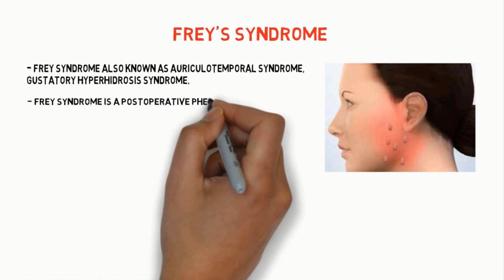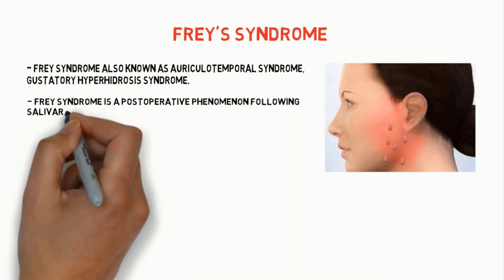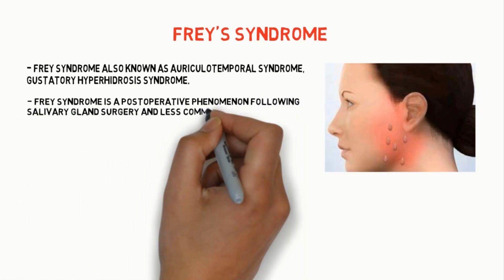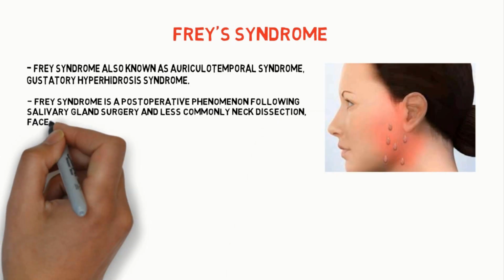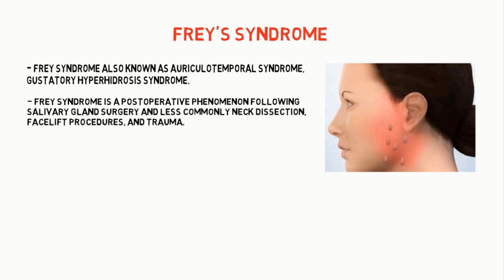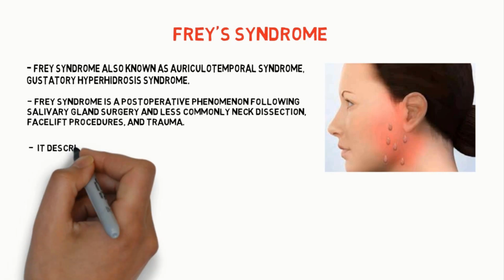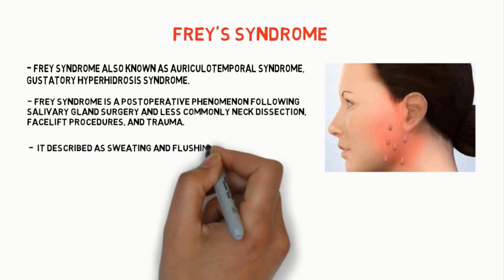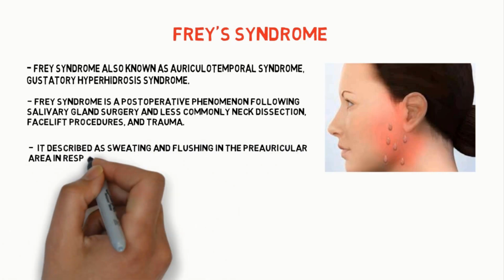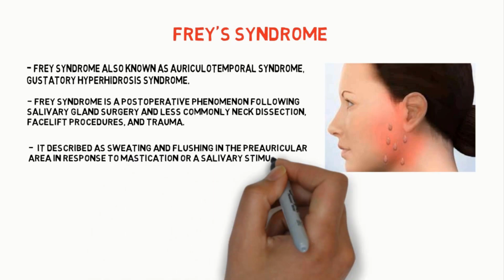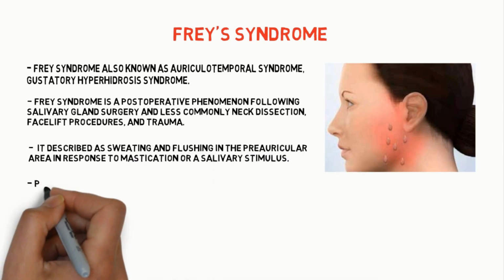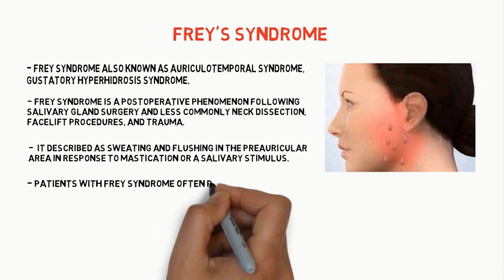Frey syndrome is a post-operative phenomenon following salivary gland surgery, especially of the parotid gland, and less commonly neck dissection, facelift procedures, and trauma. It is described as sweating and flushing in the preauricular region in response to mastication or salivary stimulus.